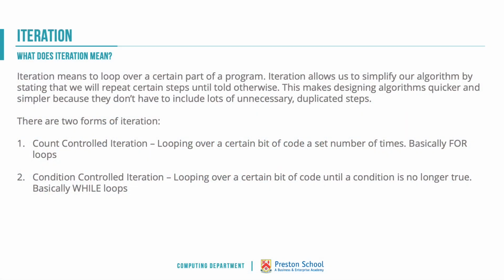So I say that iteration is our most complex construct. That is because it comes in two different forms. We have something called count-controlled iteration and condition-controlled iteration. Now count-controlled iteration is a for loop. Loop this for 10 times. Loop this for 20 times. A condition-controlled iterative loop is a while loop. Do this while something is true. While it's sunny, play outside. Once it's not sunny, come inside. Now we're going to look at examples of both of those, which should make that make slightly more sense.